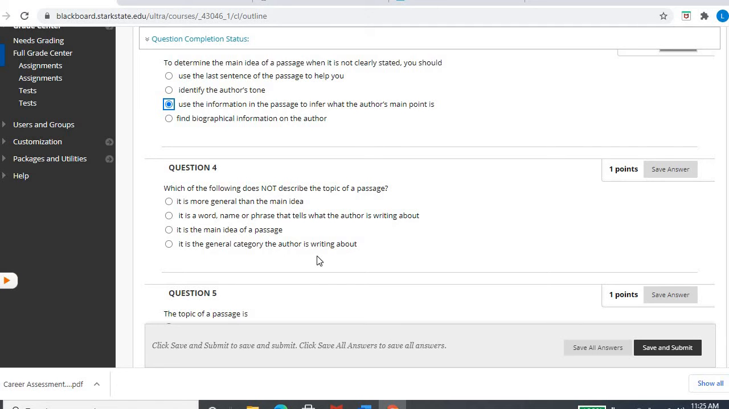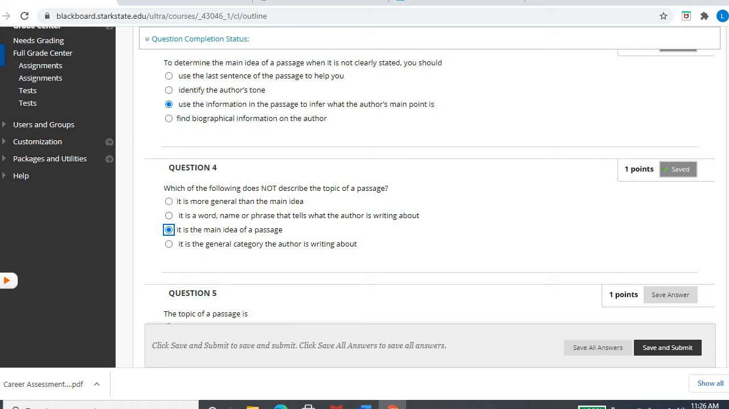It's often repeated or referred to. Is the main idea of the passage? Well, we want to kind of pay attention to that, because it's not really the same. It's a word, name, or phrase that tells what the author is writing about. That's exactly what it is. And then more general than the main idea. Yeah. So right here, this is the one that's not, because I said it already. Topic and main ideas are not synonyms, but they work together. So a topic is not the main idea.